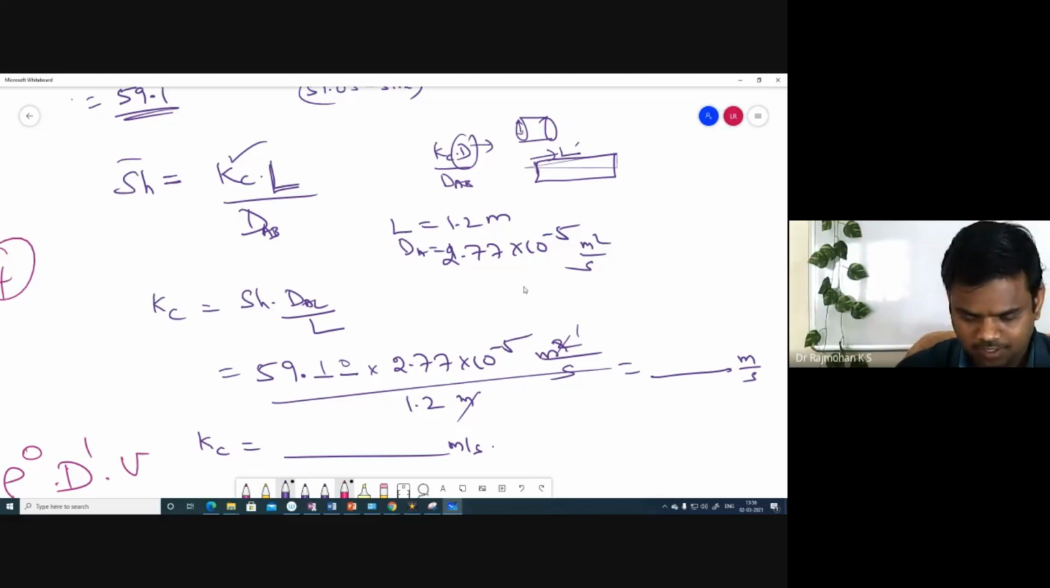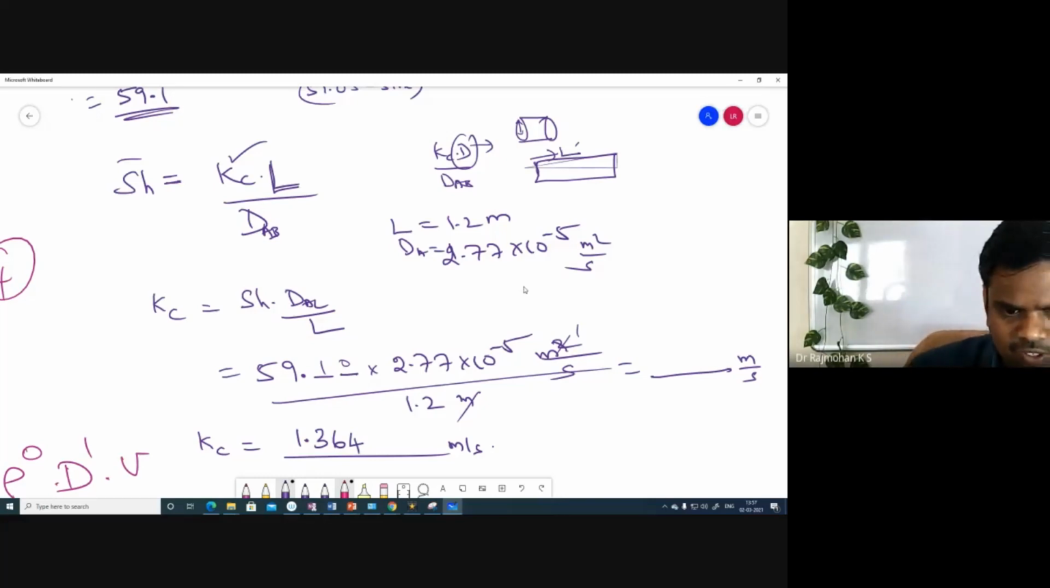So please use your calculator. 59 point whatever value you got into... So we get around 136.4 into 10 power minus 5. So two digits, if you take 1.36, 1.365 or 7. Okay, 1.364 I am getting. So 1.364 into 10 power minus 3 meter per second.